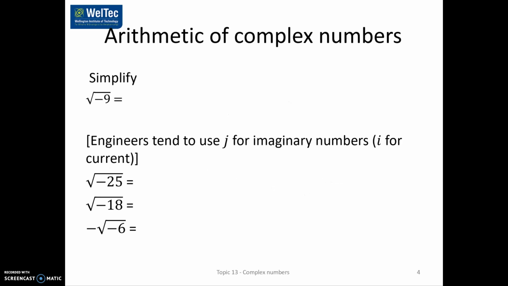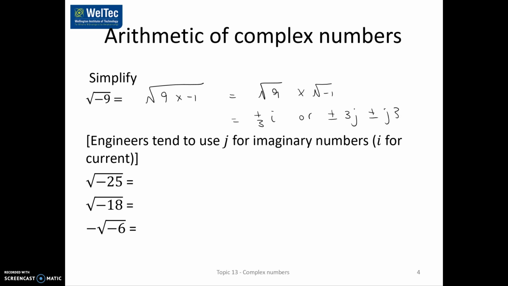So if we want to simplify, for example, the square root of -9, what we would write is that that was 9 times -1, which we could break up to being square root of 9 times the square root of -1, which gives us plus or minus 3 times the square root of -1, which we could call i, or plus or minus 3j, or sometimes engineers write the j first.